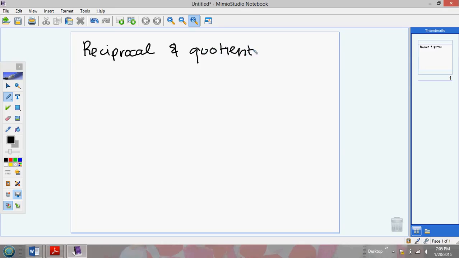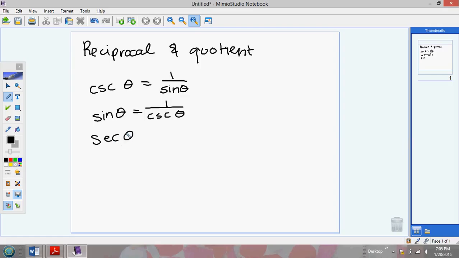A reciprocal identity is an identity that takes its form from the reciprocal of the original function. So for example, we know already that cosecant of theta is equal to 1 over sine theta. So the reciprocal identity of that would be that sine of theta equals 1 over cosecant of theta, right? Similarly, secant of theta is equal to 1 over cosine of theta, and cosine of theta, therefore, is equal to 1 over secant of theta.